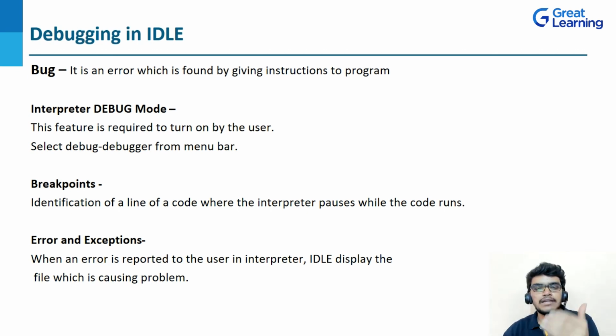So I will go on the Python IDLE shell and then I will click on the debug, and inside that I will click on the debugger, right? So what will happen here? My debug mode will be on. We will see it in Python IDLE.